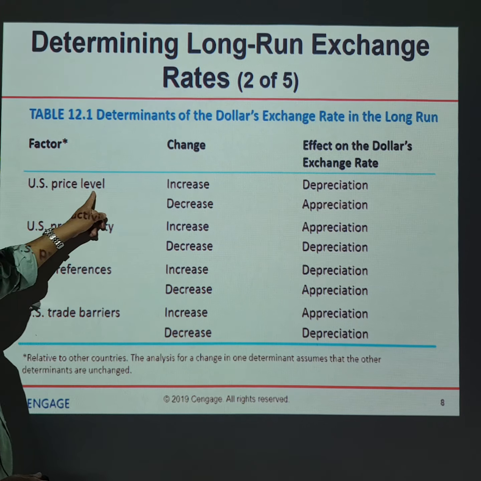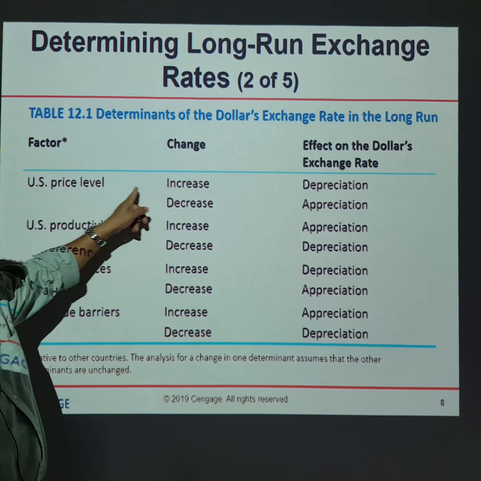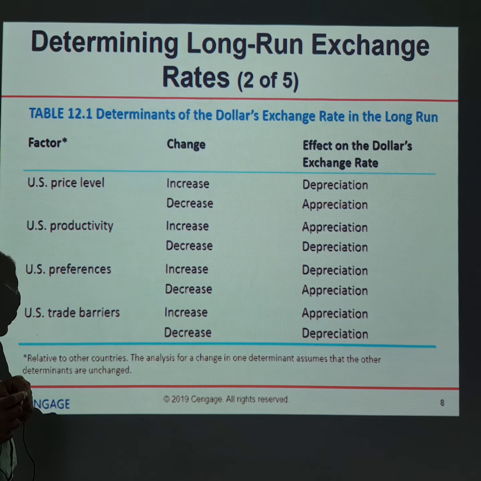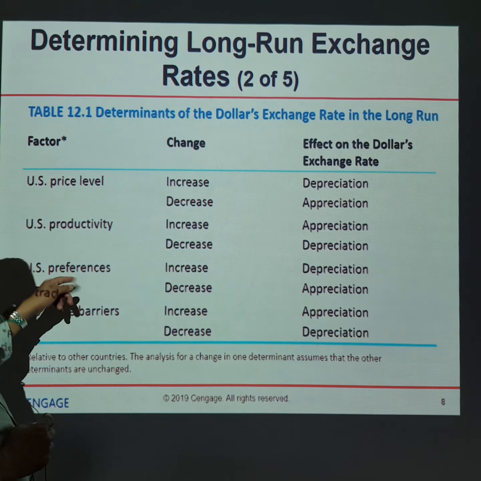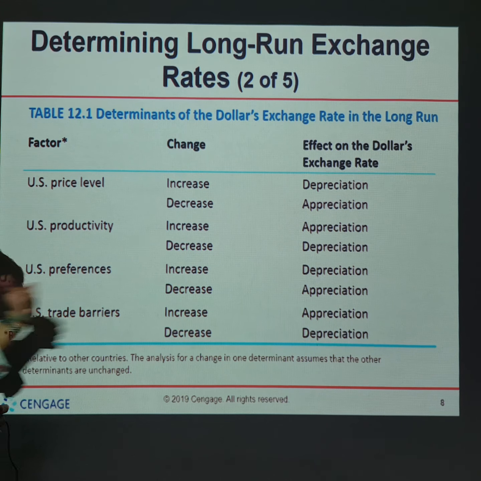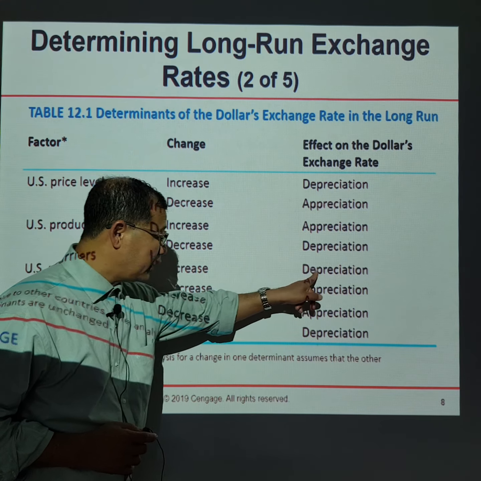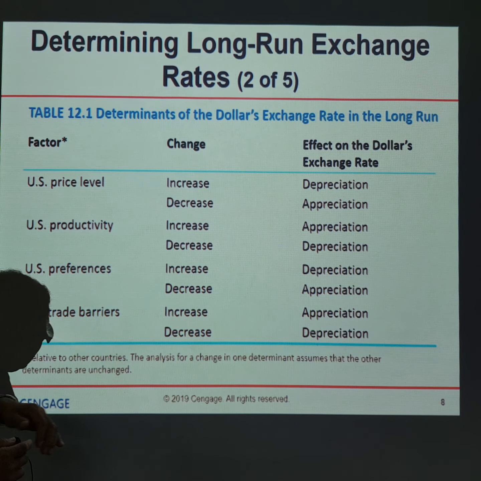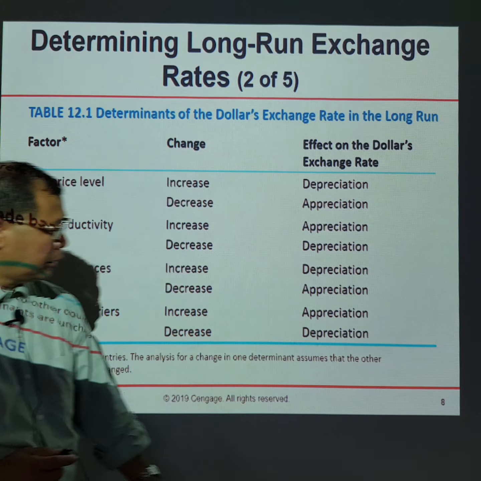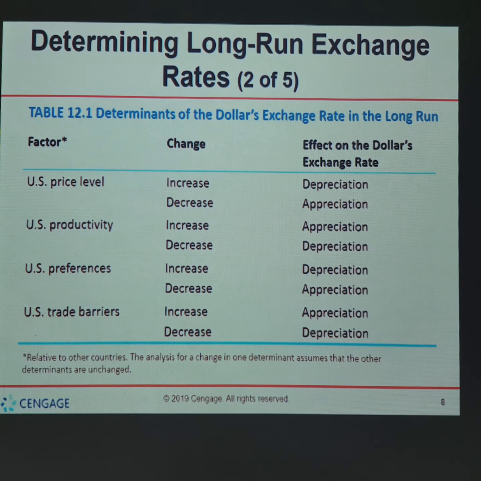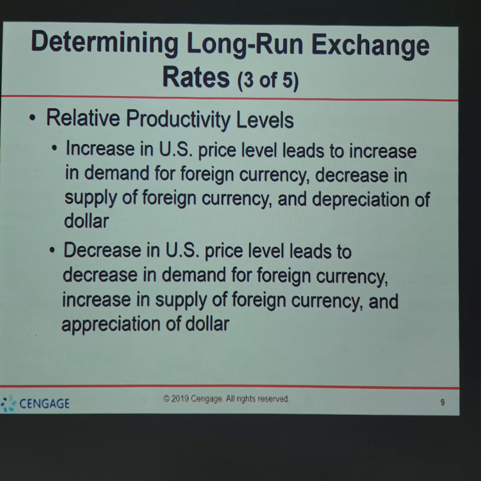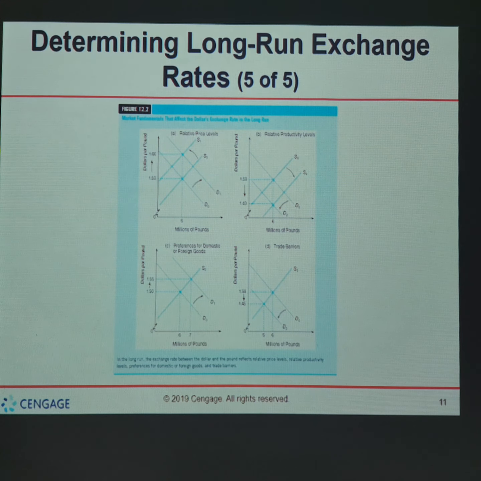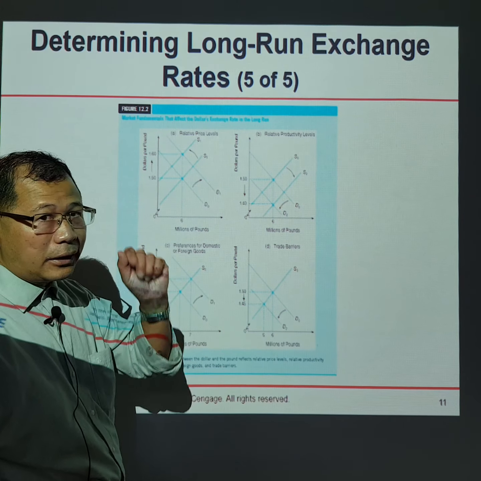If US price levels increase, there's going to be depreciation. If US productivity increases, it's going to be appreciation of the dollar. If US preferences for imported goods increase, it's going to be depreciation of the dollar. If US trade barriers increase, it's going to be appreciation of the dollar. Rather than going through this, I'm going to go straight to the graph over here. These are the four factors in the long run affecting the exchange rate.